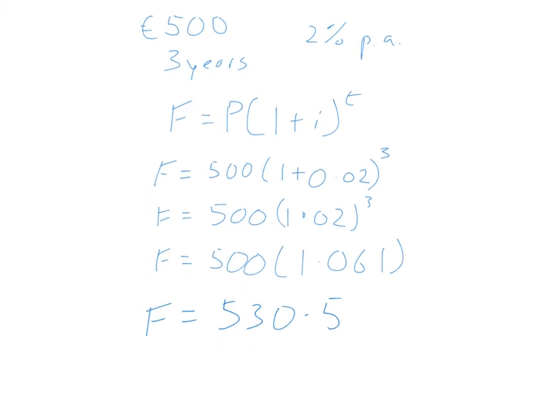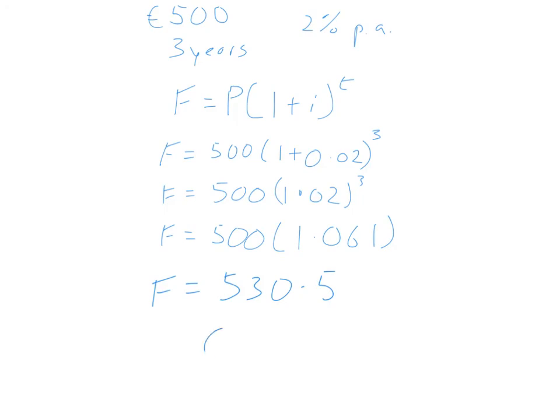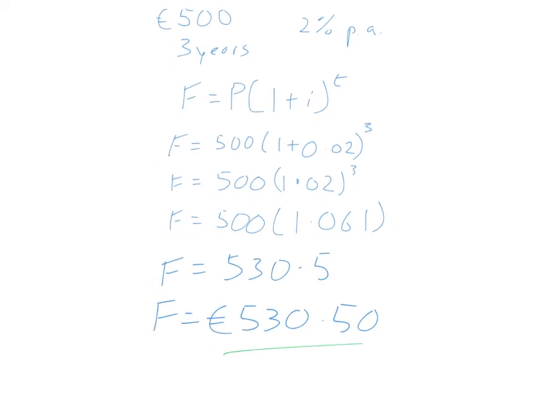Now, because we know we're dealing with money, we're going to write it as a euro amount. So we'll have a euro sign, and we'll say 530.50. And we use 2 decimal places because it's 50 cents at the end there. So that's our final value. Now at this point, if they just want you to figure out how much money that person is going to have at the end, or how much they're going to owe at the end, that's all you have to do.